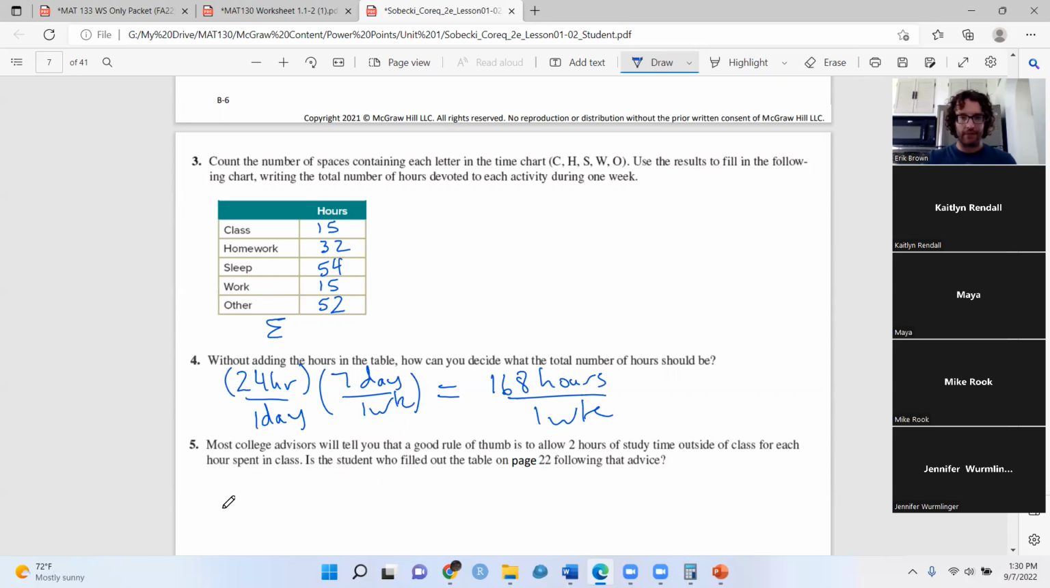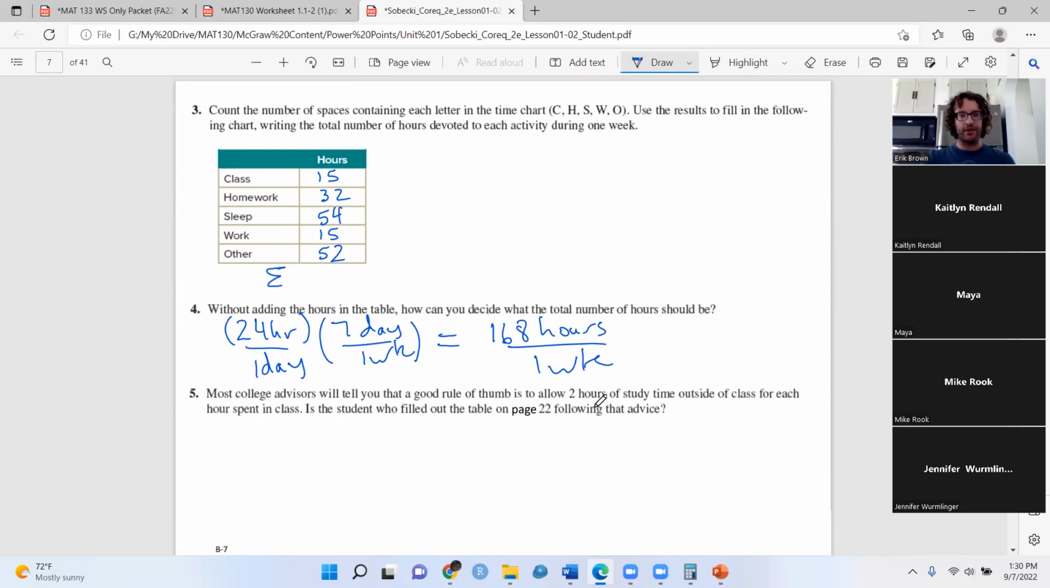Okay, how about this one? College advisors would tell you that a good rule of thumb is you should spend 2 hours studying, and study here could also mean homework, those are kind of the same thing, outside of class for each hour in class. By the way, how many hours do we spend in class in a week? Or how many hours are on the books that this class is slated for? Anyone know?